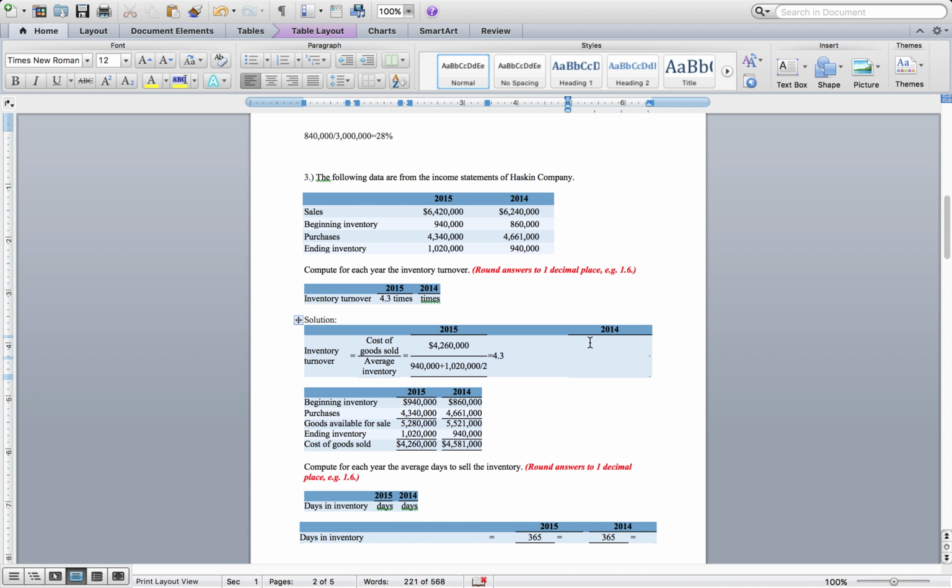Now you want to do the same thing for 2014. Start with our cost of goods sold, just calculated. We know that's $4,581,000. And again here, divide by the average inventory. Beginning, which was $860,000, plus the ending inventory, which is $940,000.